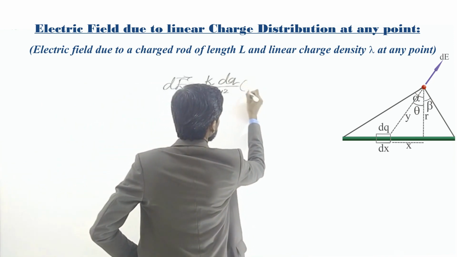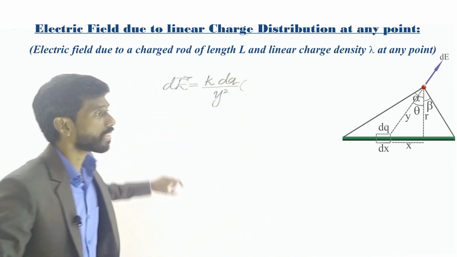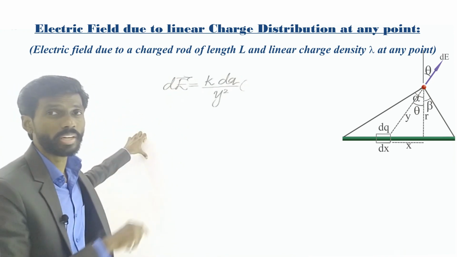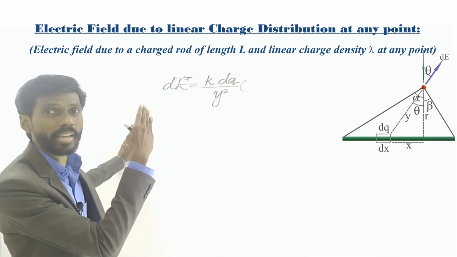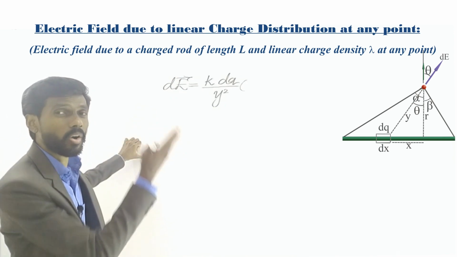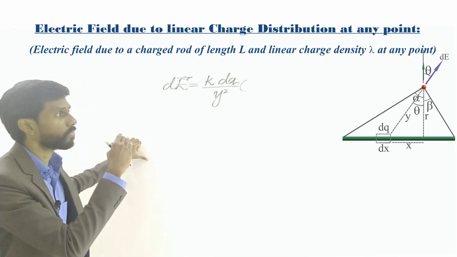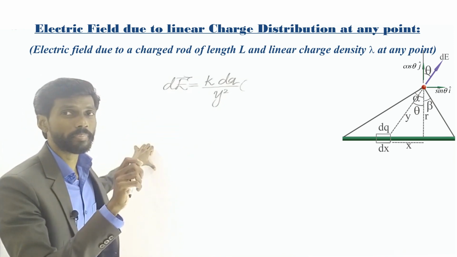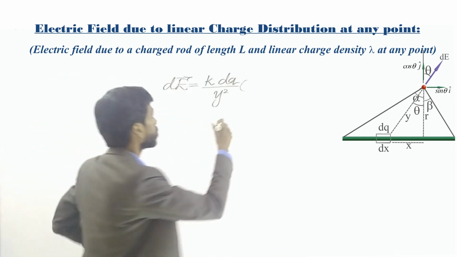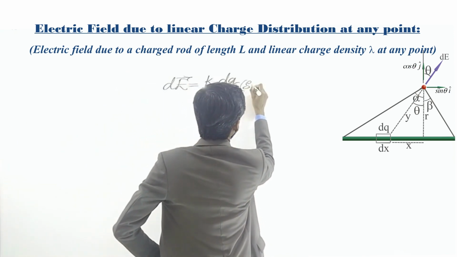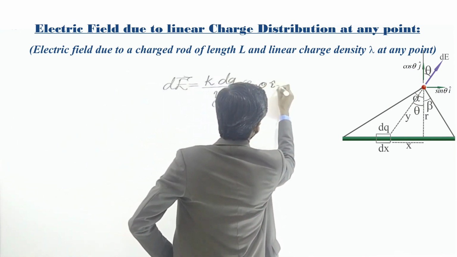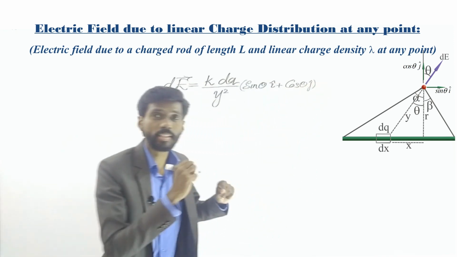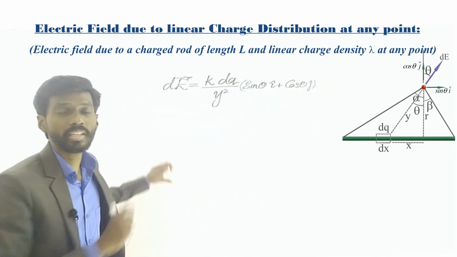What is the vector along this electric field? See, that vector makes angle theta with the vertical, right? That means the vertical component is that multiplied by cos theta, right? The vertical component is cos theta. Similarly, the horizontal component is sin theta. So sin theta i cap, cos theta j cap. Alright, so sin theta i cap plus cos theta j cap. So this is the vector along the electric field.